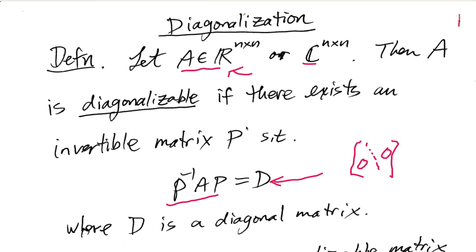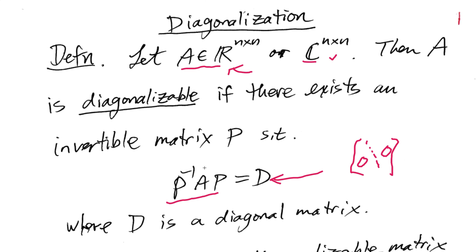In this video, I wanted to discuss diagonalization of a square matrix. This isn't always possible, but sometimes it is. Definition here: A is a real n by n matrix, or it could actually be a complex matrix, but we're going to focus on real mostly. Then A is said to be diagonalizable if there exists an invertible matrix P such that P inverse times A times P is D, where D is a diagonal matrix.